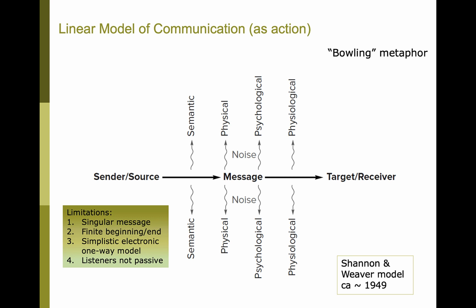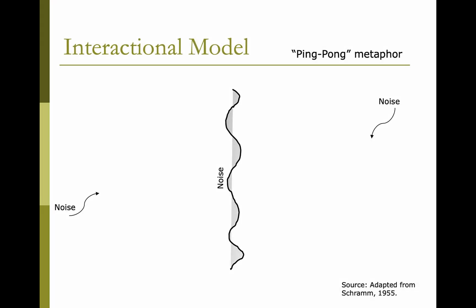I've got the bowling ball, and I'm going to hurl it down the lane, and that bowling ball is the message, and it's going to smack those pins and do whatever it does to them. It was a one-way interaction. The pins are defenseless. They just got to take it. Okay, so that's our linear model.